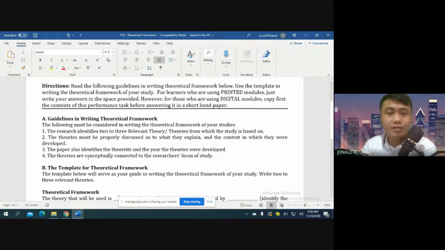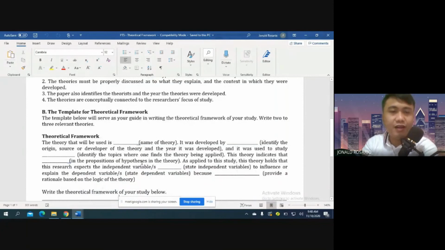Number 4, the theories are conceptually connected to the researcher's focus of study. Yan. So, after all of this, you are now going to connect conceptually yung inyong study dun sa mga theories na nakuha ninyo. How many theories? 2 to 3 relevant theories. So, this is the template. Yan. So, hindi na po pala tayo mahihirapan kasi may template na tayo for theoretical framework.